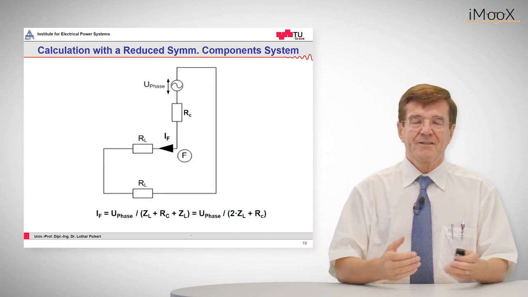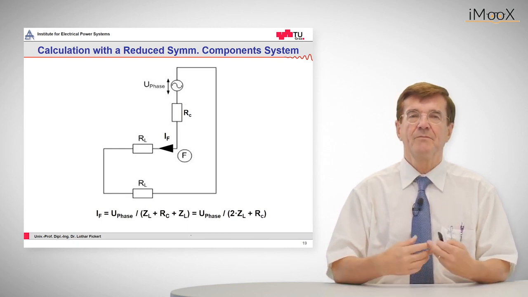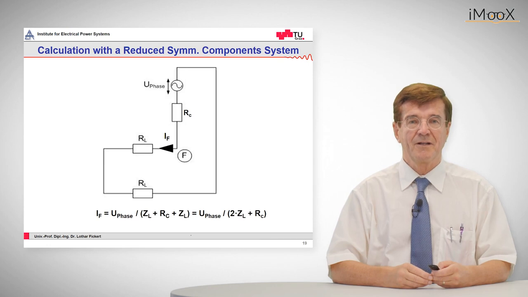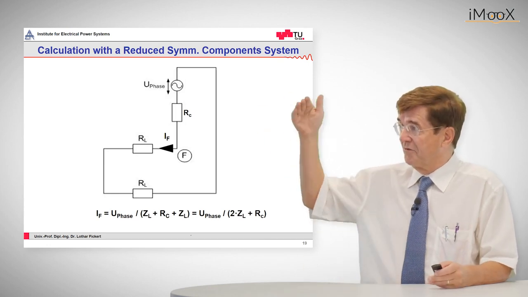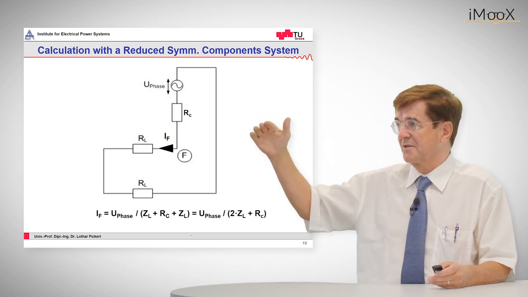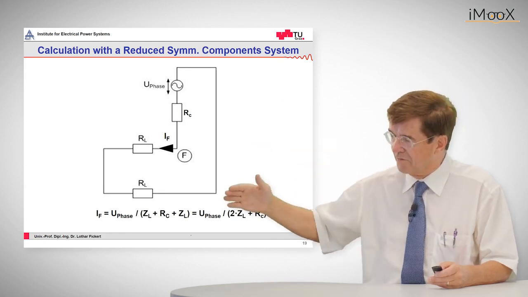This known circuit is now redrawn to make it more compatible with the system of the symmetrical components, which are given here in a reduced form. And by the way, the outcome of course is the same. This circuit consists of the phase voltage as the driving force. It consists of the arc resistance or the fault resistance, and then we have the lead going forth and back.